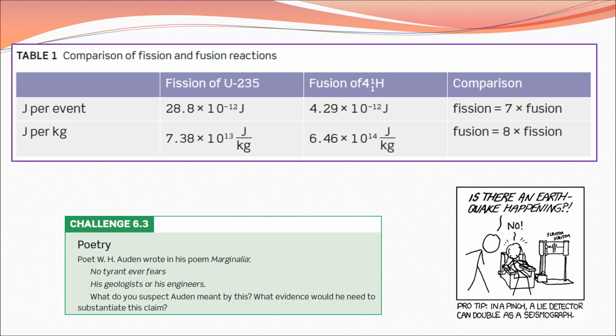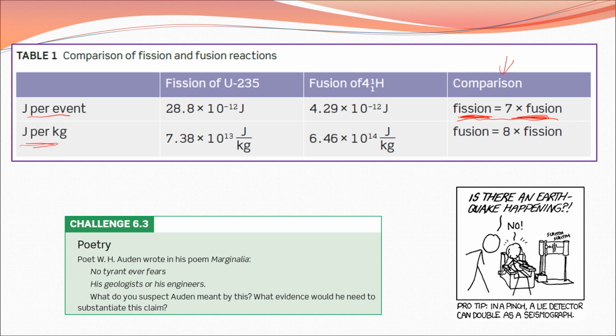So we're looking at joules per event and joules per kilogram of the reactant that you're using. So we have fission in the first column there, fusion in the second column. So if we look at the comparison column, this last one down here, if we look at the joules per actual event, fission gives off 7 times more energy than fusion per actual event. So think of a uranium atom decaying and splitting apart. That's our fission. It will give you 7 times what fusion gives you, like say 2 hydrogens coming together.